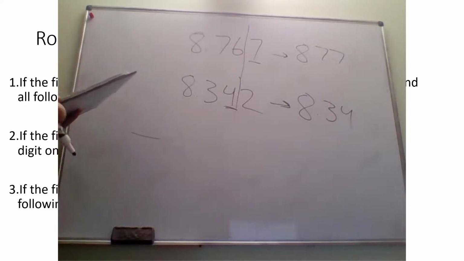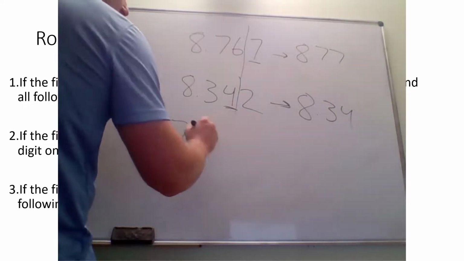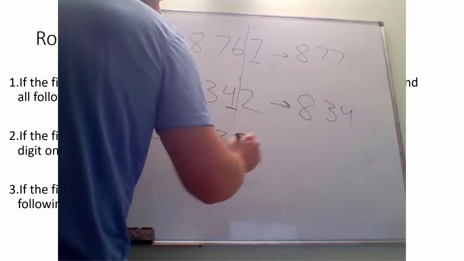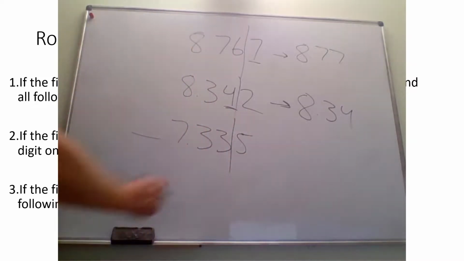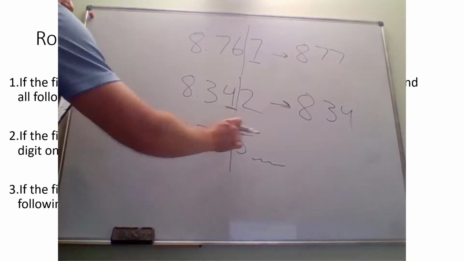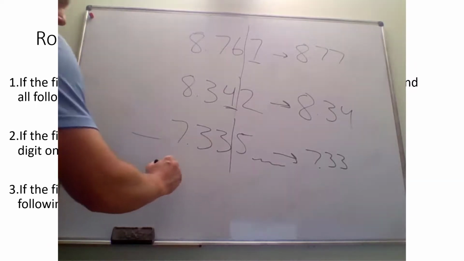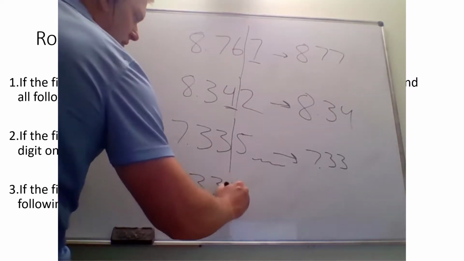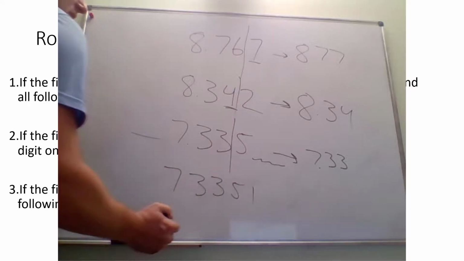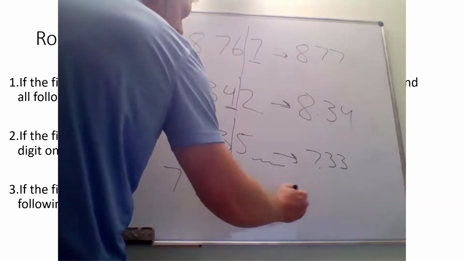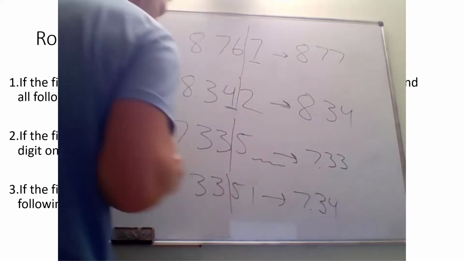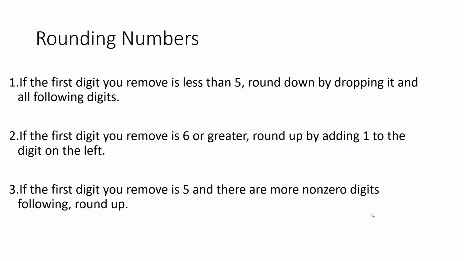Okay, and our rule with 5, if the first digit removed is a 5 and there are more non-zero digits, then you round up. So if our value is 7.335 and we're cutting to 3 sig figs, since there's no more non-zero digits here, we're just going to keep it as is, 7.33. Whereas if you went 7.3351, since there is another non-zero digit, we're going to round that up. So that'll be 7.34. Okay? So those are our rounding rules.